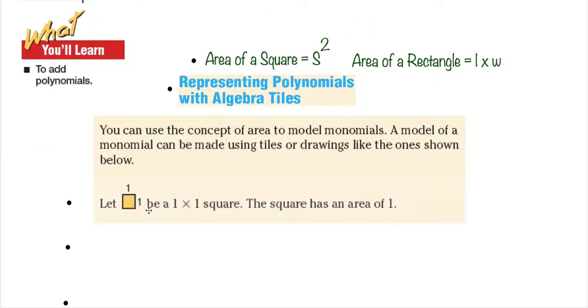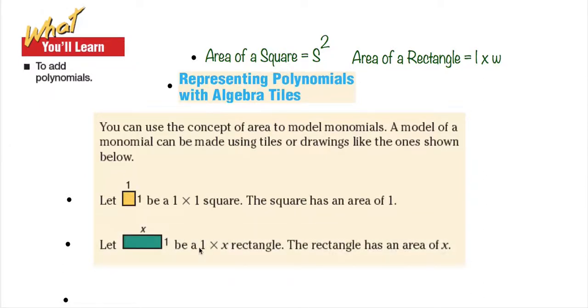This is the unit tile because the dimensions of this square are 1 by 1, and that's the reason why the area of a square becomes important. This is a unit tile simply because the area of this square is 1 unit. The next model is the x tile. Why? Because the dimensions of this tile are length x and width 1. Multiply those two, you end up with an area of x, and that's why it's called the x tile.